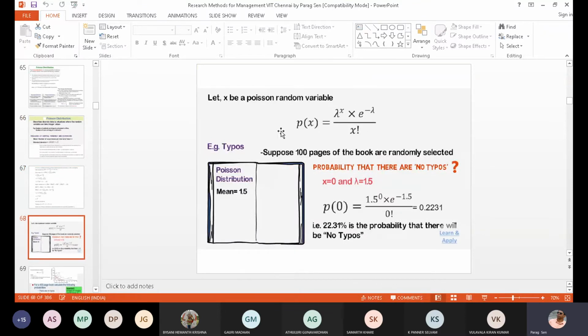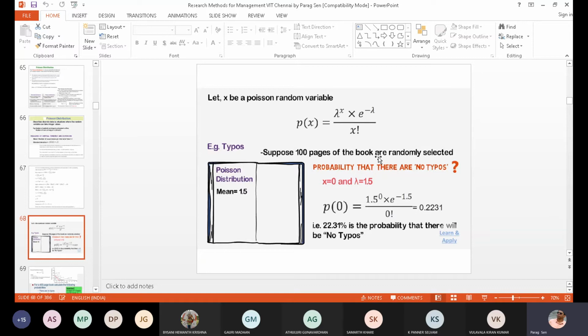Let x be a Poisson random variable. How will its probability be defined? Its probability will be defined using the following formula: lambda to the power x into e to the power minus lambda, divided by x factorial.